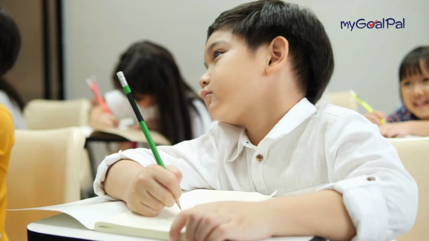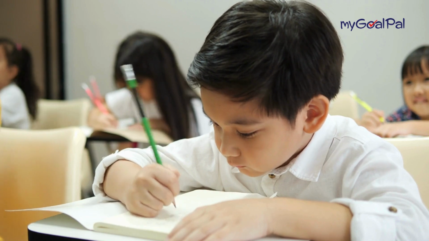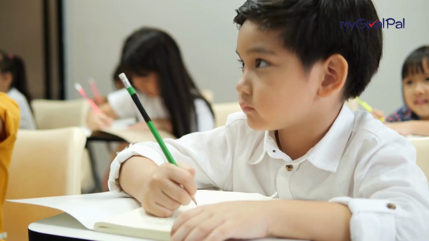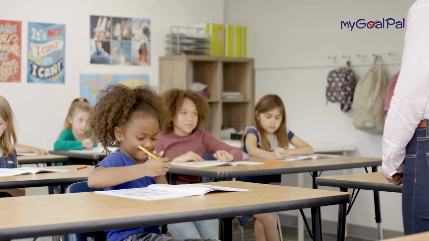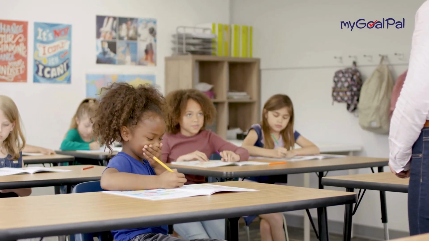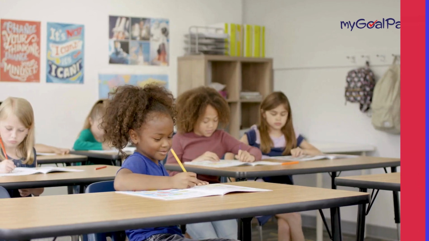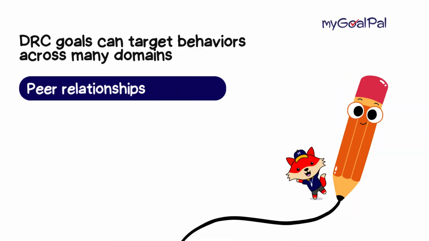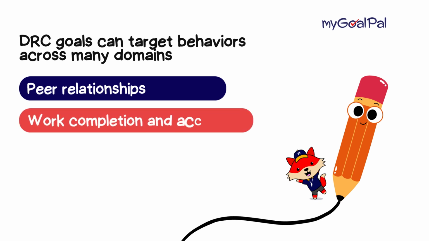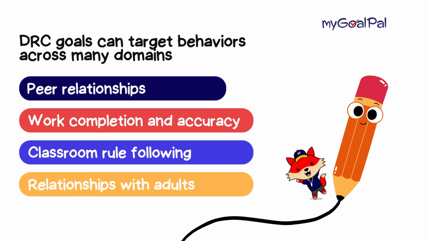DRC goals should be set for the behaviors that, if changed, will have a big impact on how the student is doing at school. It is really important to involve the student's teacher and any other adults who work closely with the student to decide which goals will be most important to work on. DRC goals can cover behaviors across many domains, including peer relationships, academic work, including completion and accuracy, classroom rule following, and relationships with adults, for example, complying with teacher directions.